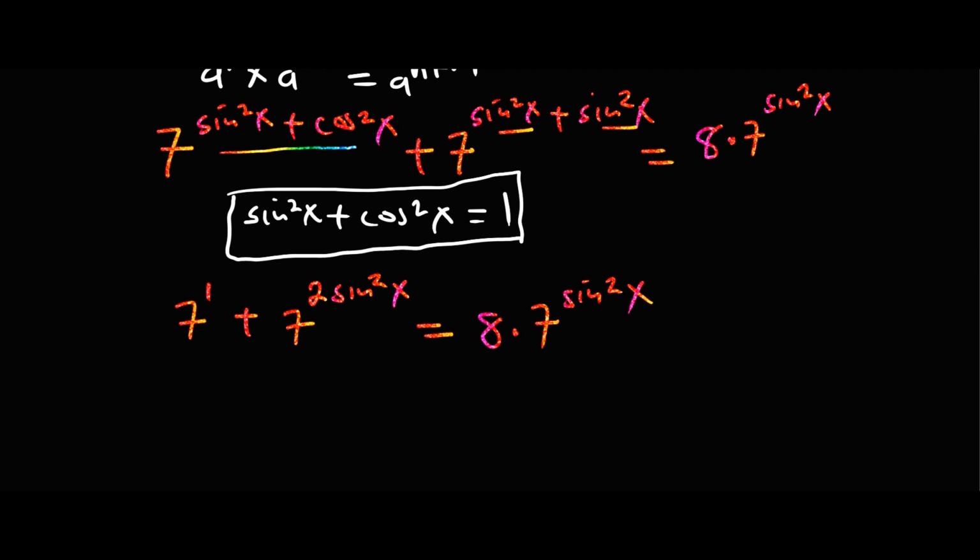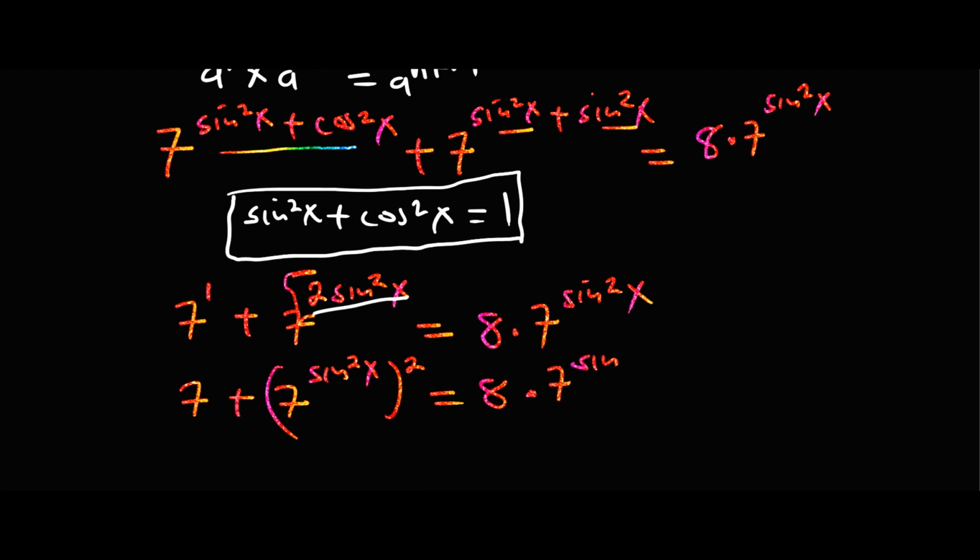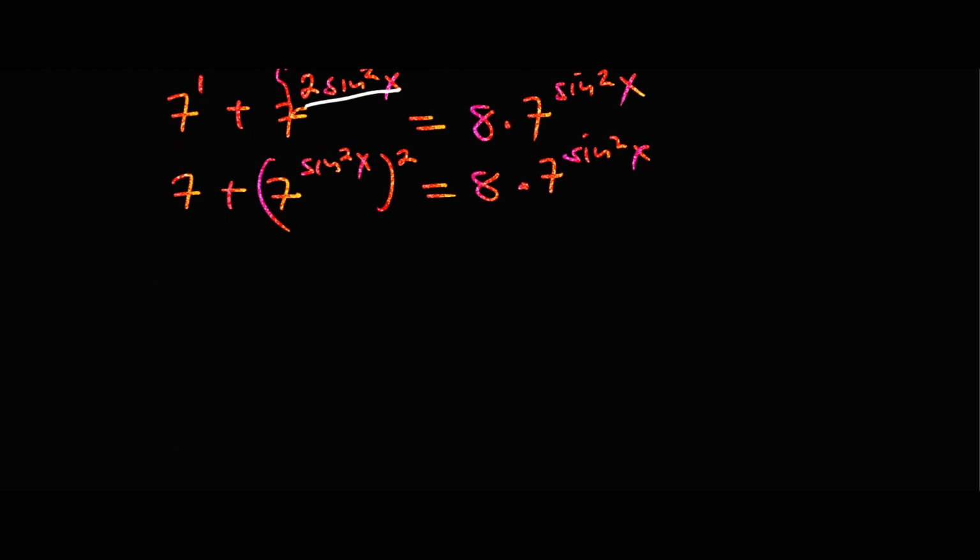So now we can rewrite this power differently. We can interchange them so that we have 7 raised to power 1 is just 7, then you'll have this as 7 raised to sine squared of x, and then you raise it to the power 2 here. So that is equal to 8 times 7 raised to sine squared of x. So as you can see, 7 raised to sine squared of x is common. So we can let 7 raised to sine squared of x be a letter y.